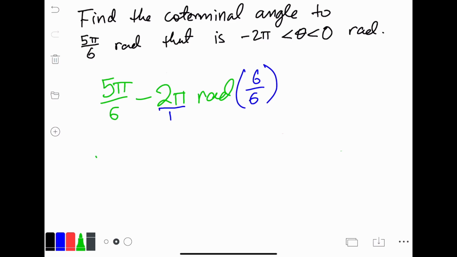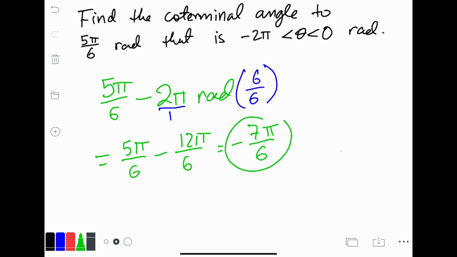So this is going to transform to 5 pi over 6 minus 12 pi over 6, which is going to be minus 7 pi over 6. And minus 7 pi over 6 is the coterminal angle to 5 pi over 6 that we are looking for. Notice that 12 pi over 6 is still just 2 pi. It's just rewritten so that we can actually subtract the two fractions.